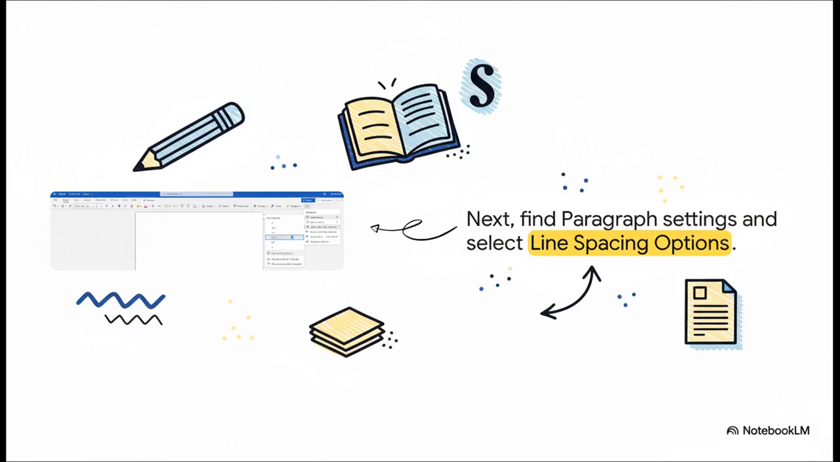All right, next up is spacing. Over on the right side of the Home tab, look for the icon with 3 little dots for more options. Give that a click, find line spacing in the menu that pops up, and then select Line Spacing Options. That's going to open up the full paragraph settings window for us.